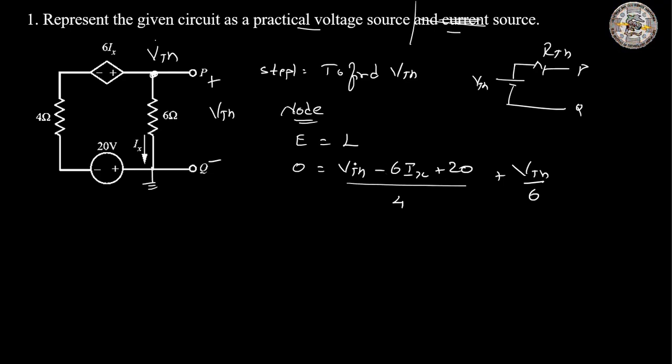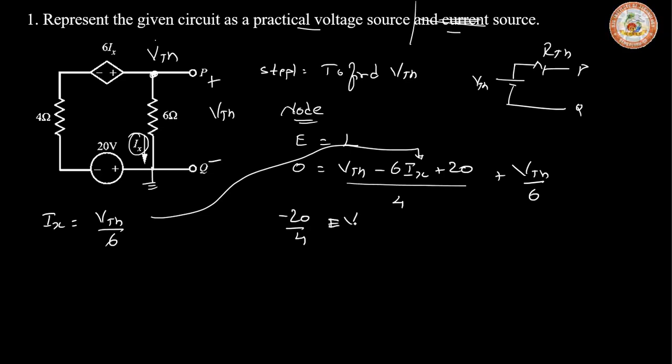We have only one unknown variable, that is VTH. Ix we have to replace. How can we write Ix by nodal? Ix is given here, and by nodal it is simply VTH by 6. Substituting this here, what do we get? We can write this as minus 20 by 4 is equal to VTH by 4 minus 6 into VTH by 6 into 4, plus VTH by 6.